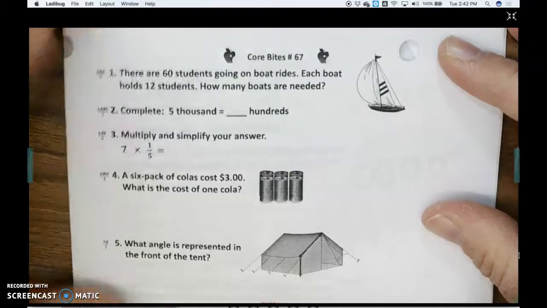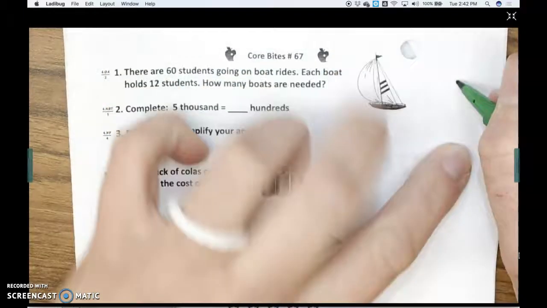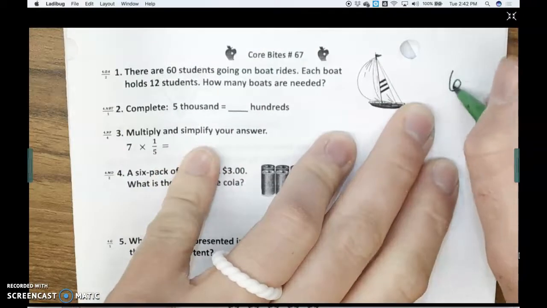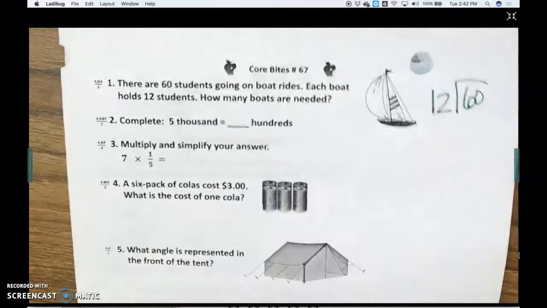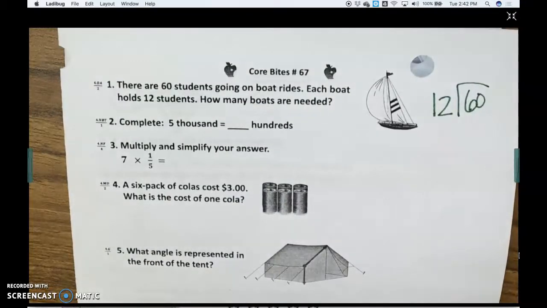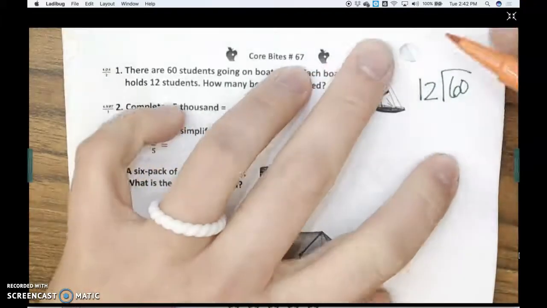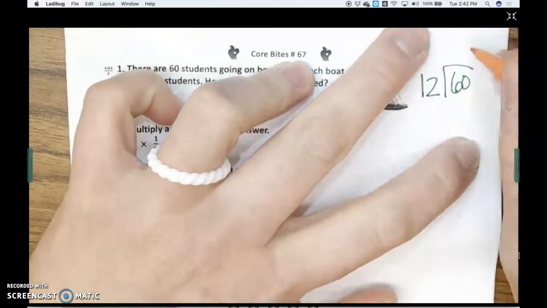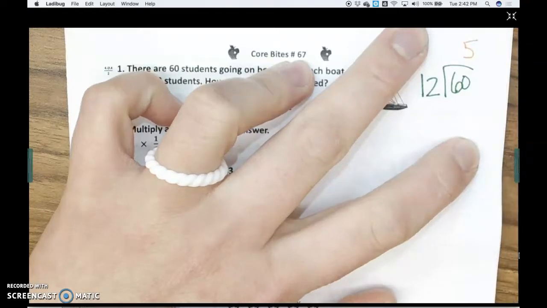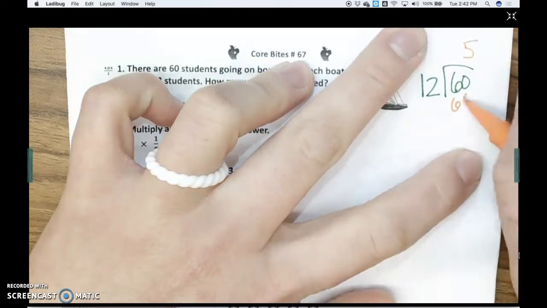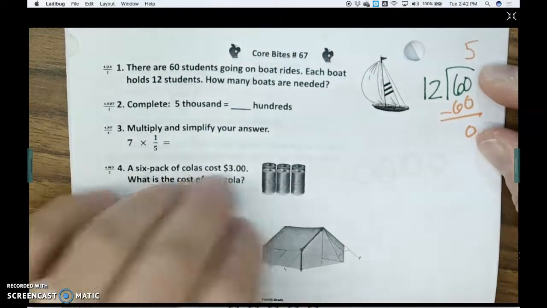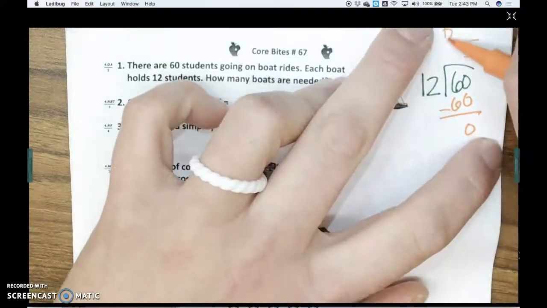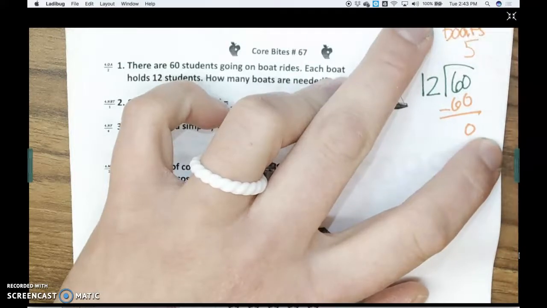Okay, so if you divide 60, because there's 60 students in all, divide that by 12 because 12 kids can get on each boat at one time. So if you say, okay, 12 times what gives us 60? 12 times 5 actually gives you 60. 60 minus 60 is 0, so your answer would be 5 boats. You would have to have 5 boats for this adventure.